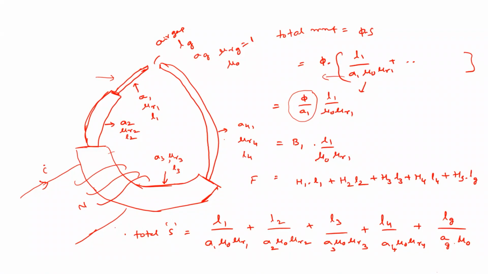5 by A1 into L1 by mu naught mu R1. But what happens to the other terms, sir? Here, for simplicity, I have written the other terms. So this 5 by A2, L2 by mu R2 will be there. Yes, got it. Those are the other terms, right?